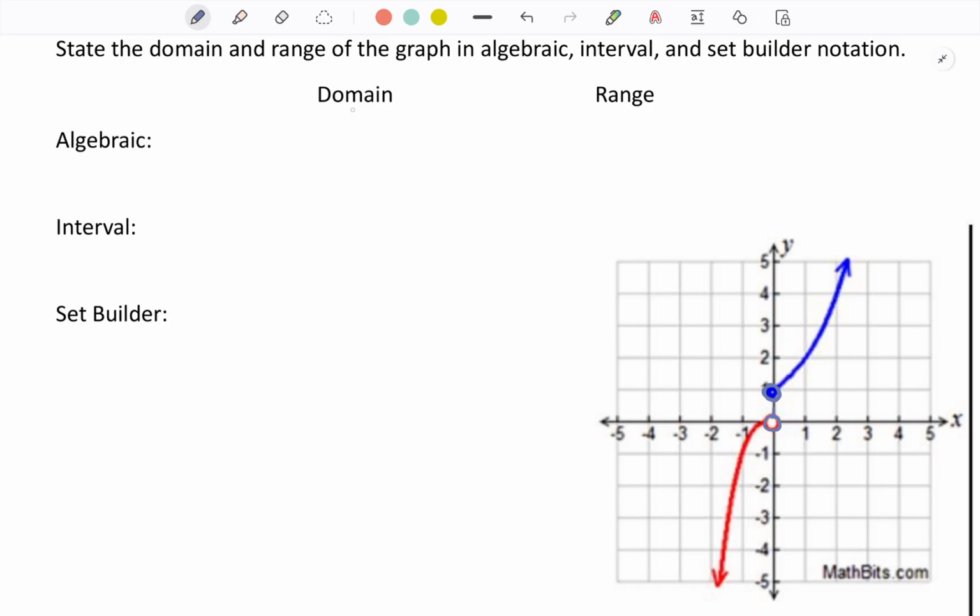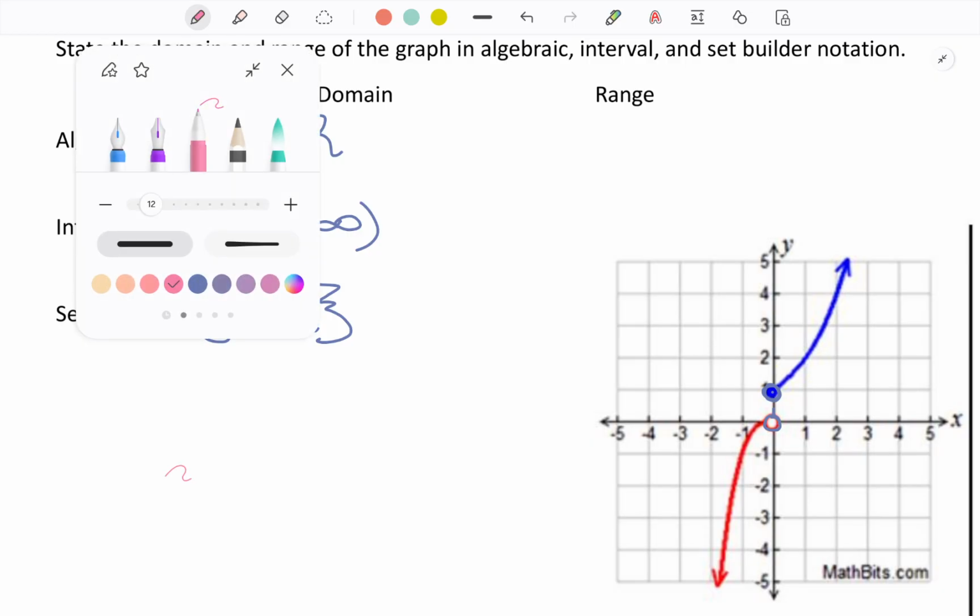So our domain here is actually -infinity to +infinity because we don't have a break. So actually that is our interval. And so our algebraic notation is actually all real numbers. So then our set builder is x is such that it is all real numbers.